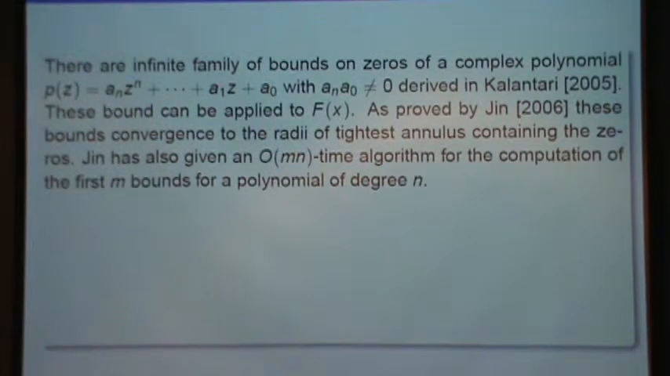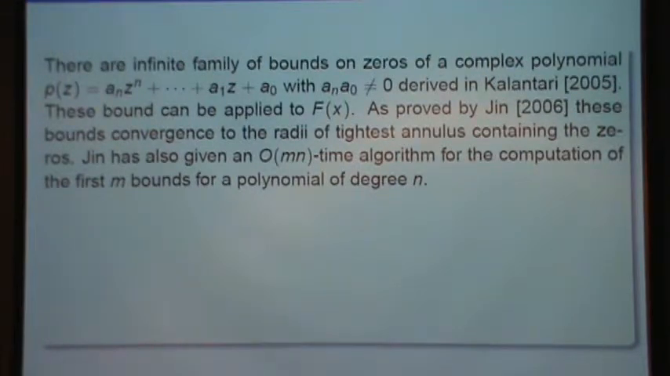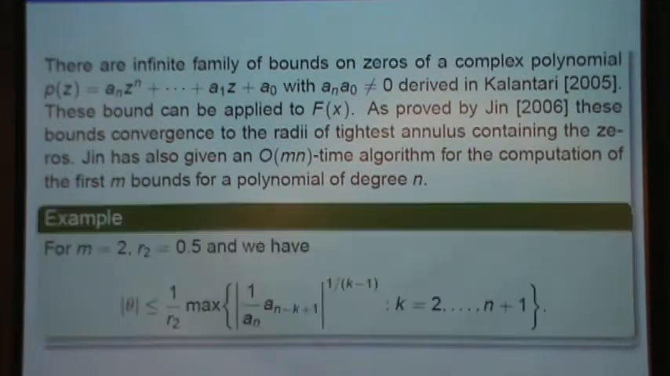In fact, bounds on zeros of polynomials are nice and not so easy to obtain. And I happen to have an infinite family of bounds on the zeros of a complex polynomial, defined in terms of its coefficients. And as Eugene, who was my PhD student, proved in 2006, these bounds asymptotically converge to the tightest annulus that contains the roots. And they are efficiently computable too.